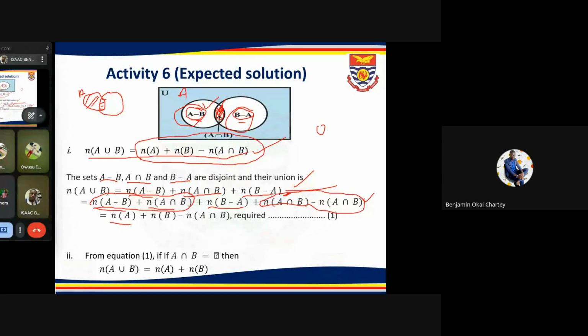Again, the whole of this should give us B. Yes, sir. So the formula is proved. Yes, sir. So this is how that two-set problem came about.